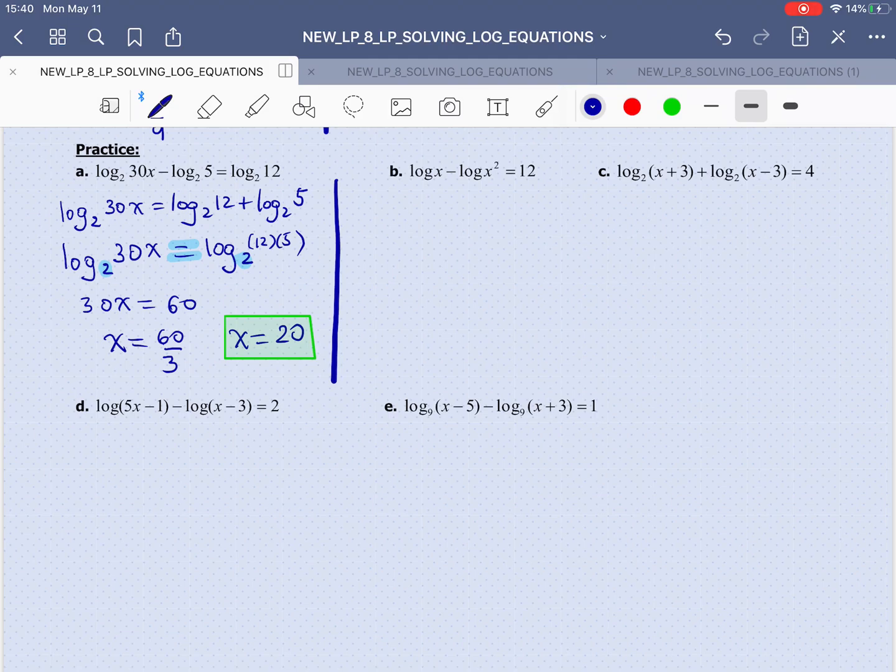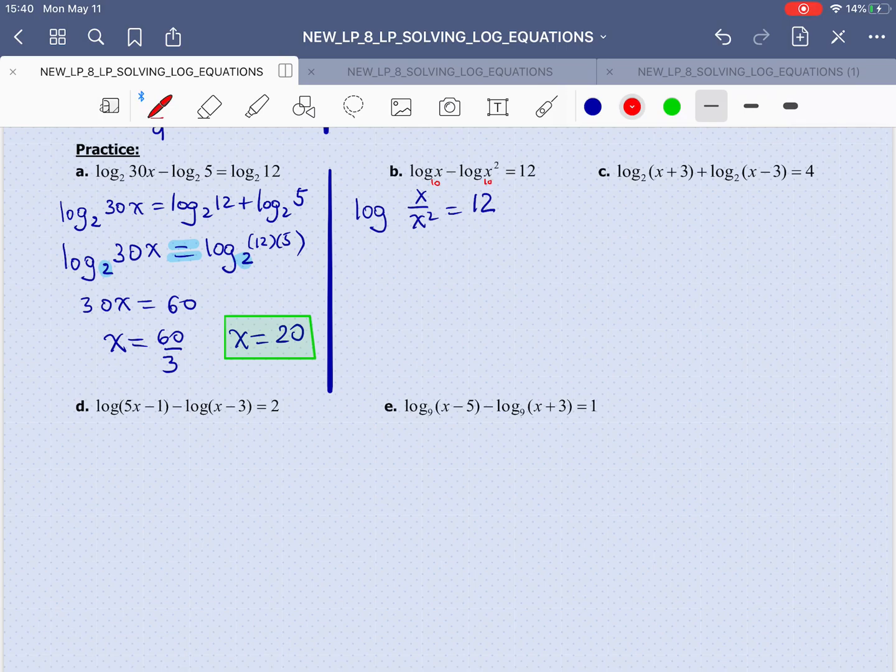Okay, so moving on to the next example. So log x minus log x squared equals 12. So we have the x terms on one side. We'll keep them on the left side of the equation. Why not? It doesn't really hurt to take them to the other side as well, but it makes the process a bit shorter, I think, if we kept them on the left side, on one side together. So we have log of x divided by x squared equals 12.